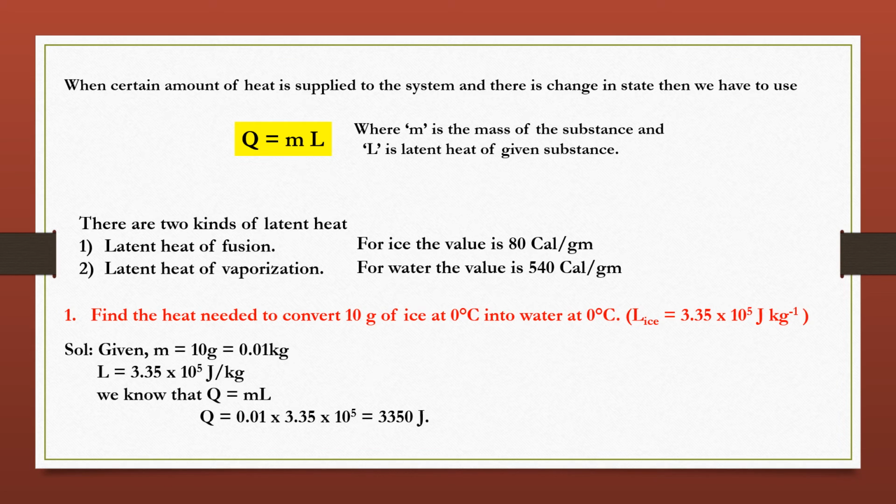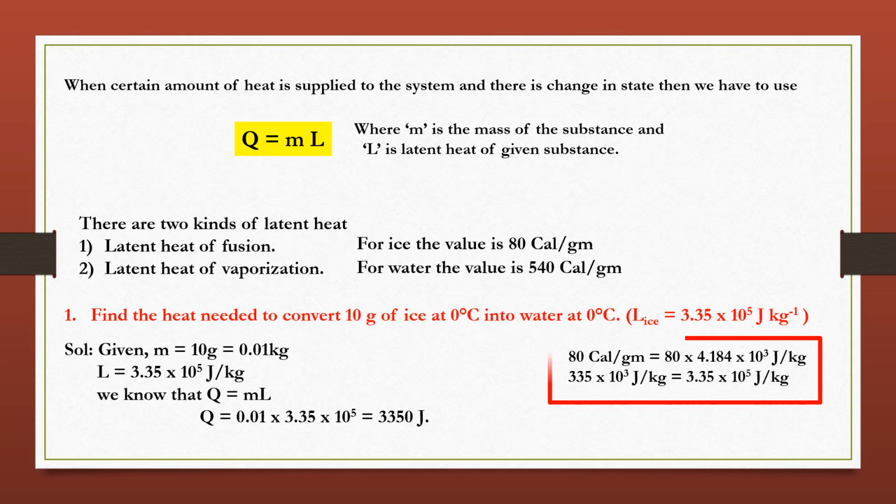3350 joules. And latent heat of fusion of ice is 80 calories per gram, and this value is converted into the SI system, and that can be seen in the box.